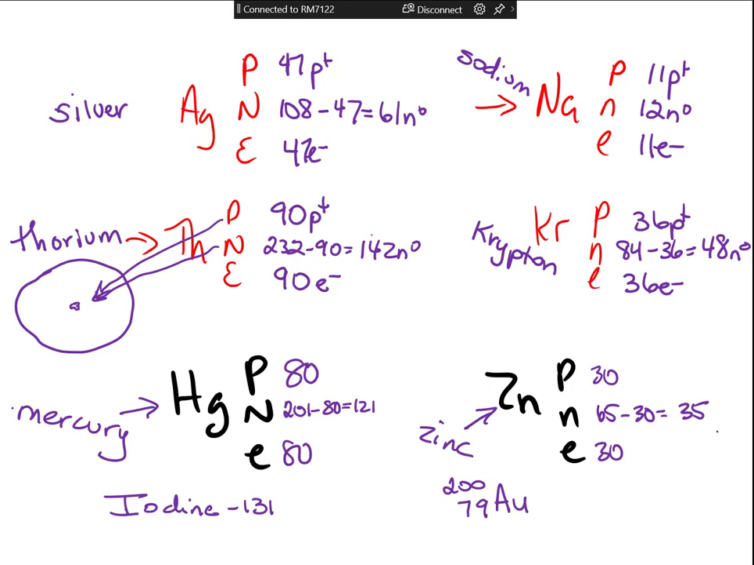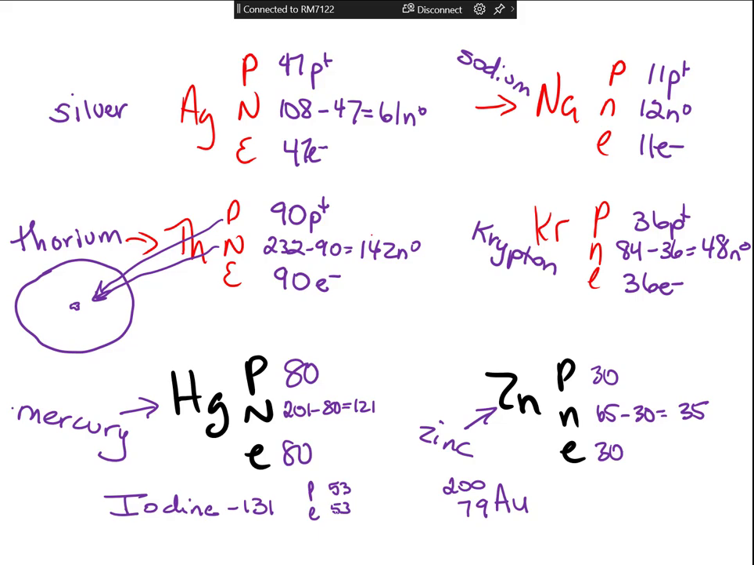But now another way you might see an element written is with its mass number. So if you see iodine-131, what is that 131 telling you? It's the mass. That means you need to find iodine on the periodic table. Iodine has what as its atomic number? It is 53. So 53 is the number of protons. But that means it also has 53 electrons, right? Because protons and electrons are the same.